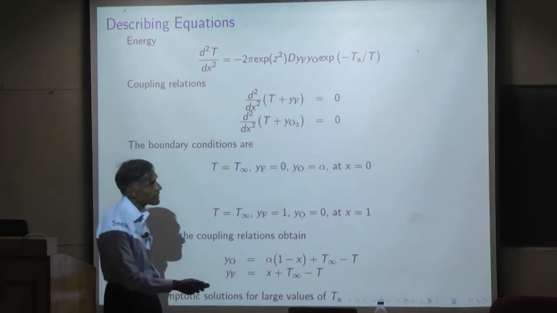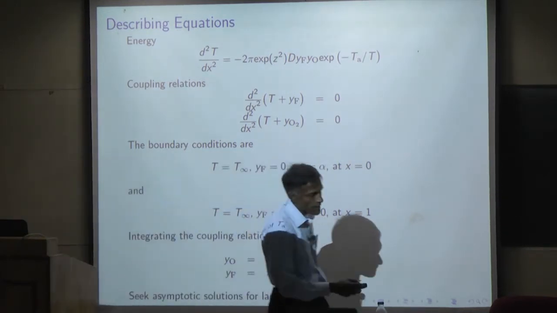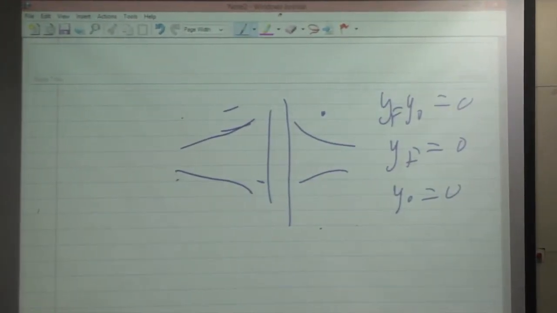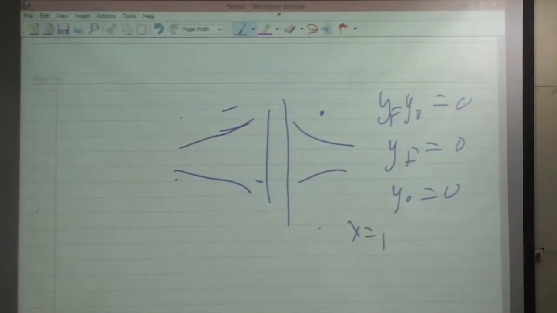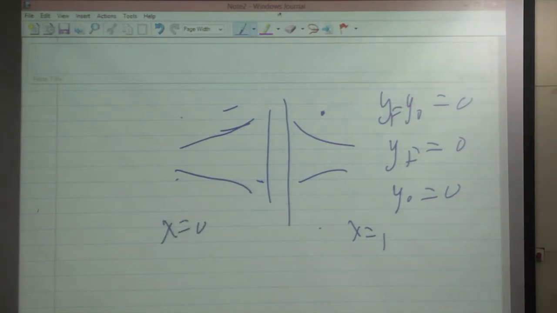So where do you think that would happen? It would happen, for example, in this particular configuration, in terms of X, where this is X equals 1 and here X equals 0. There's a flame over here, right? So this could be a region where, if this is in equilibrium, YO could be 0 here. And on this side, if this is in equilibrium, YF can be 0 because there's no fuel on the other side. Okay, so those are the two limits that you can have.